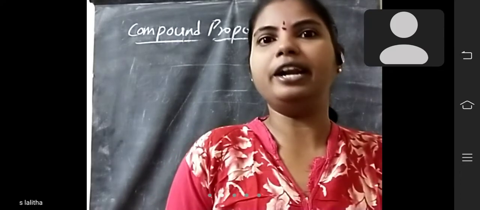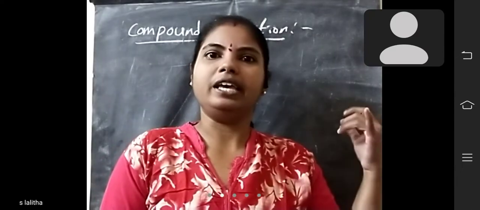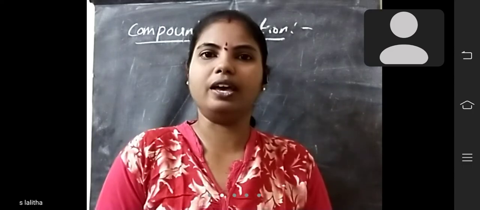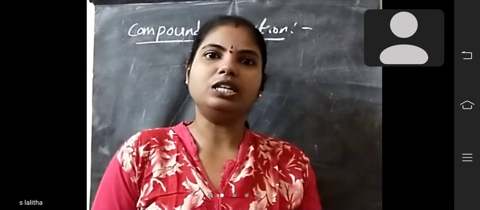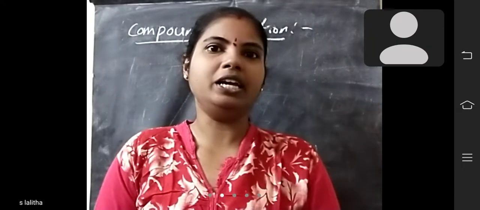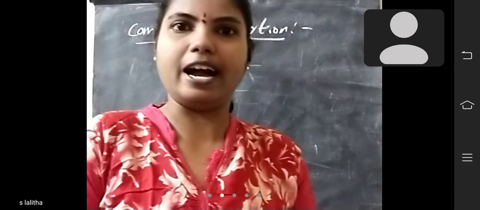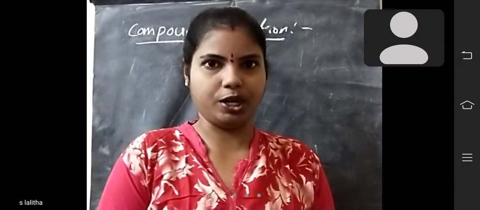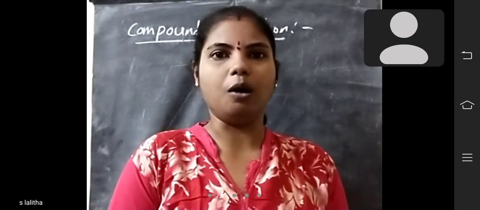So, first quantity depends on second quantity. If the first quantity increases and the second quantity also increases, it is direct proportion. And first quantity depends on third quantity. If the first quantity increases and the third quantity decreases, that is called inverse proportion. So, both inverse proportion and direct proportion may be involved. That is called compound proportion. One quantity depends upon other two quantities is called compound proportion.